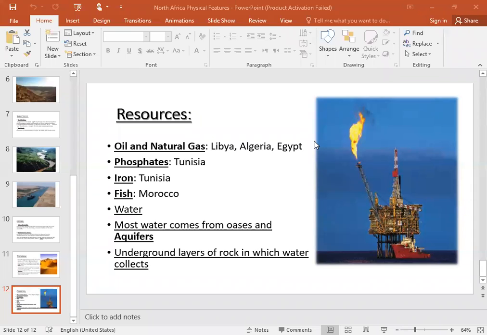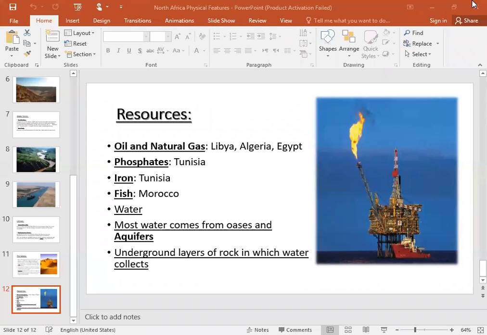Okay, let's move back to talk about water again. If we are searching in North Africa for water, we'll find that the most important source of water in North Africa is the River Nile. It is the most reliable source of water in North Africa. We don't have other sources. We have other weak sources, but this is the main resource of water. Most water after this comes from oases and aquifers.